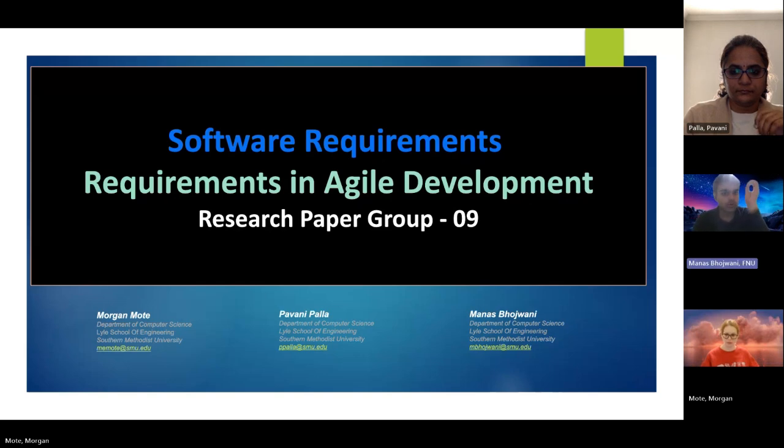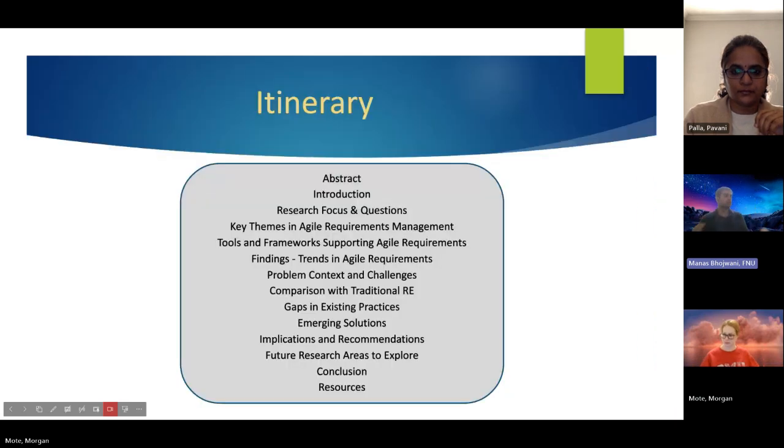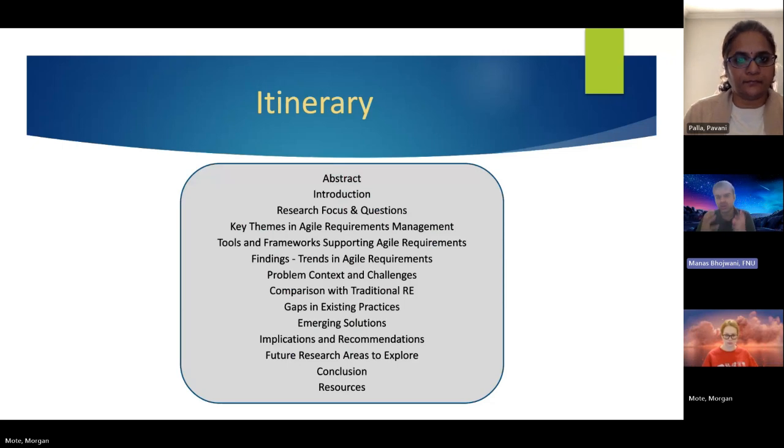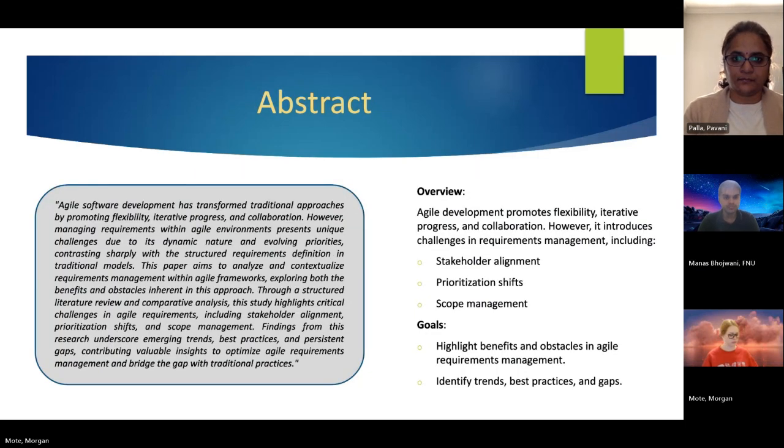So let's start with an overview. We'll start with an introduction to Agile development and its key characteristics, and then we'll focus on research and questions, and then we're going to explore the Agile requirements, specifically teams and tools. Then I believe we're going to start discussing more traditional models and the gaps, and then finally, guys, we're doing emerging solutions, recommendations, and conclusion, and what we can do best in the future, which is really exciting.